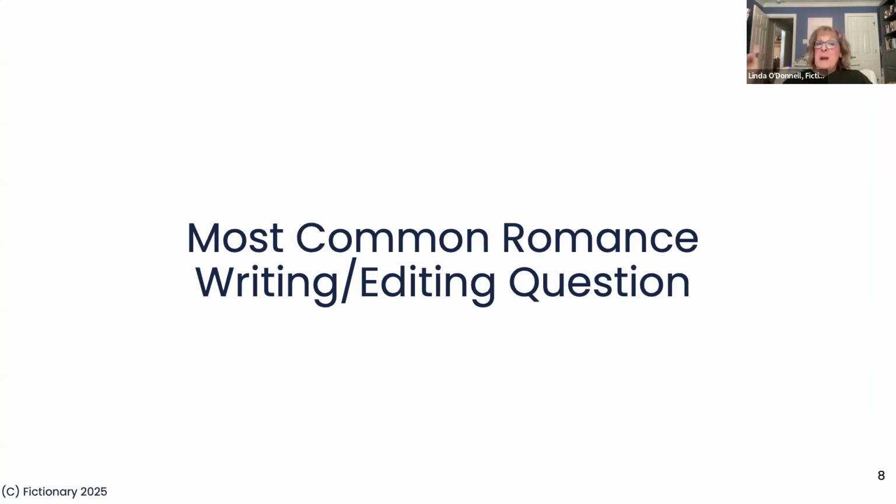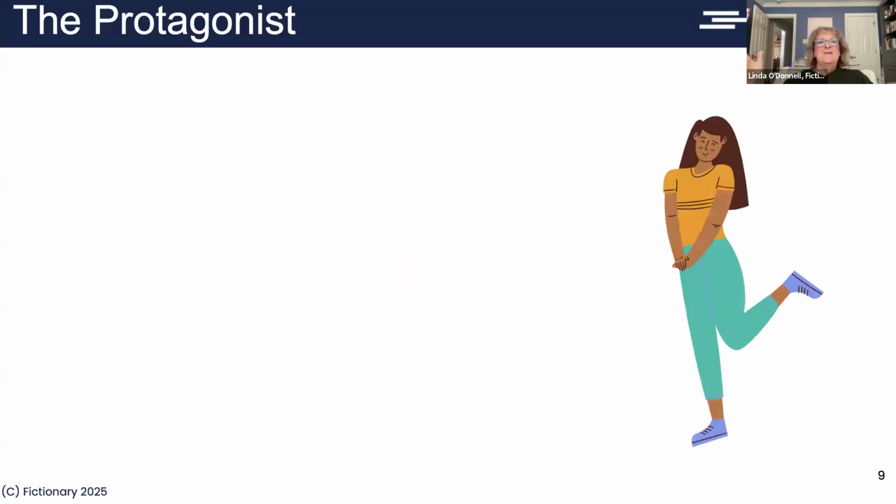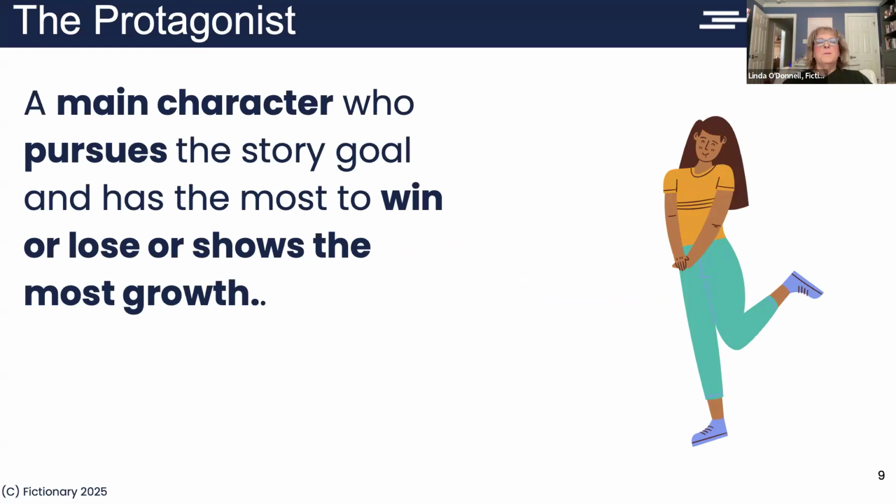So the most common romance writing and editing question, and it might even be across other genres as well, is: who's the protagonist? You might think it's a really easy question to answer, but it's not always as clear as you might think. One thing that gets confusing is that sometimes we have more than one character whose point of view we're in. We're going to talk about the difference between protagonist and point of view here.